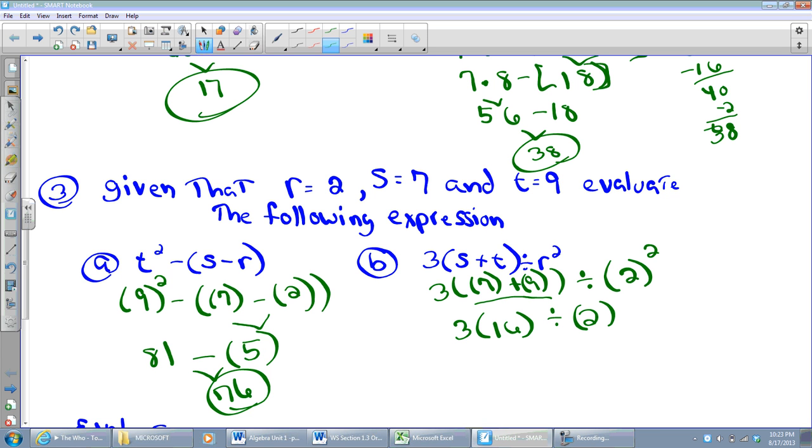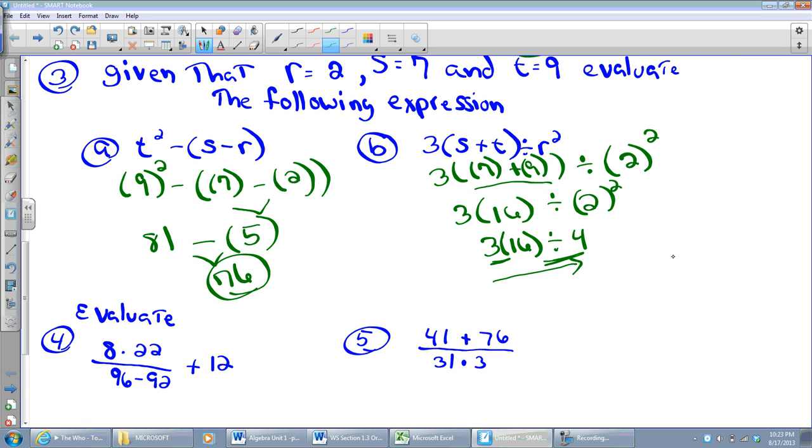So I'm going to have 3 times 16 divided by 2 squared. Now I'm going to do my exponent. 3 times 16 divided by 4. Now I have both multiplication and division. I'm going to work left to right. So 3 times 16 is 48 divided by 4. That'll equal 12, and there you go.